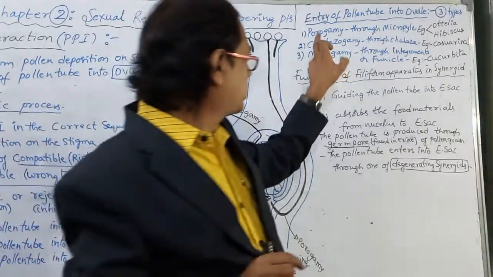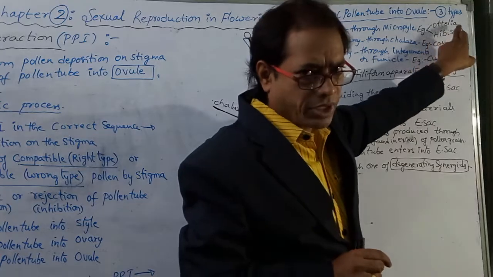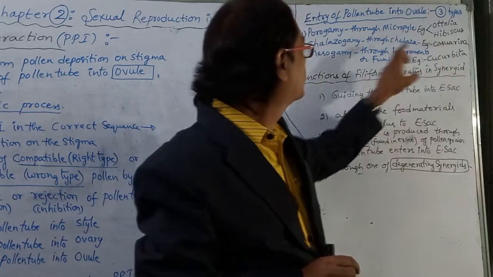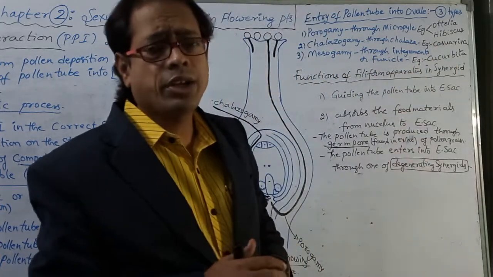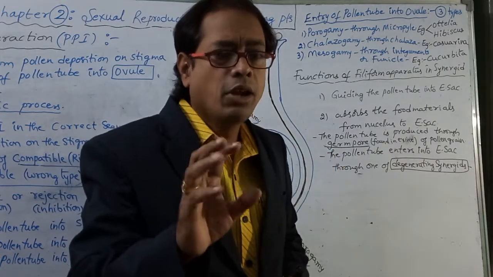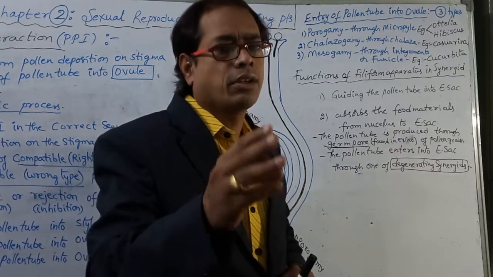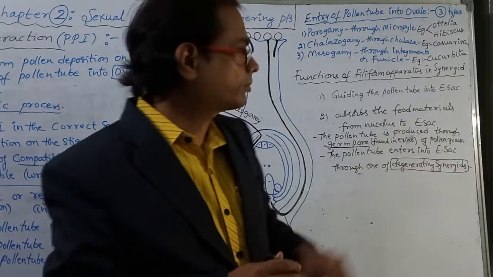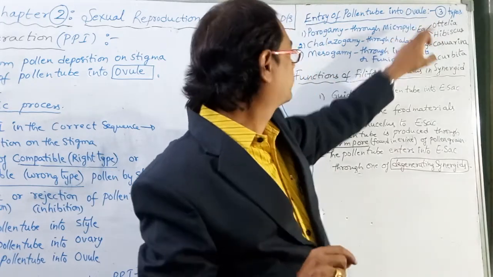What are the examples? Porogamy found in Vittilia and hibiscus. Chalazogamy found in Casuarina. Mesogamy found in cucurbita. So that means pollen tube enters into the ovule. Don't say embryo sac. Pollen tube enters into the ovule in how many ways? 3 ways. Porogamy or mesogamy or chalazogamy. Here we have to say ovule only, but not embryo sac.